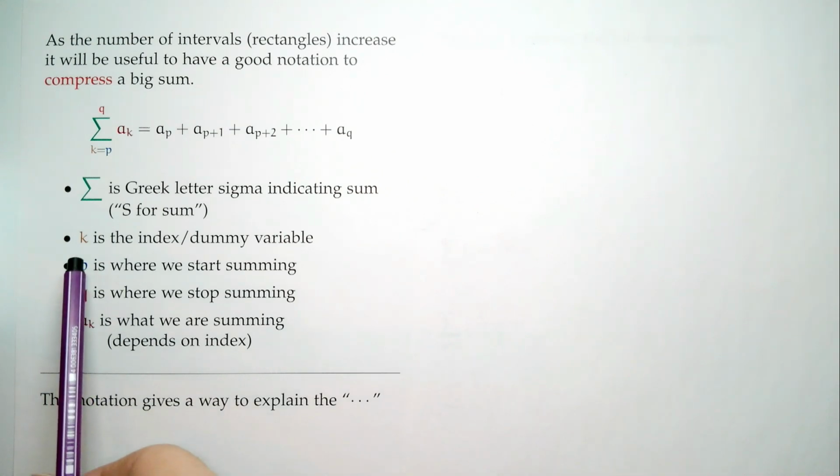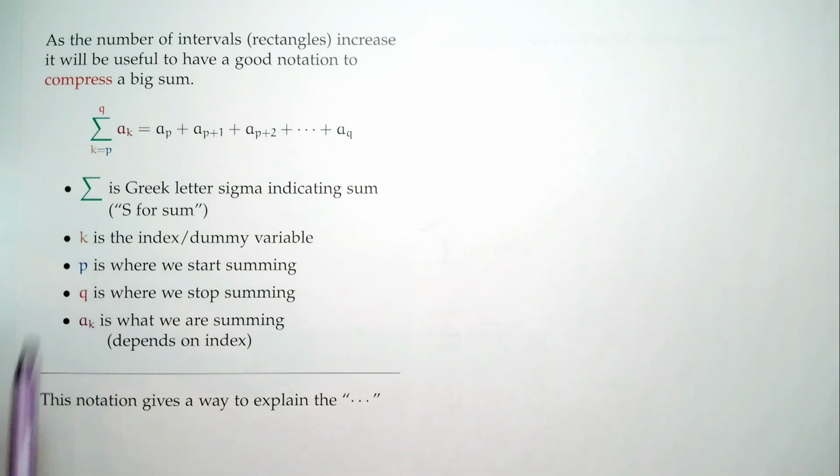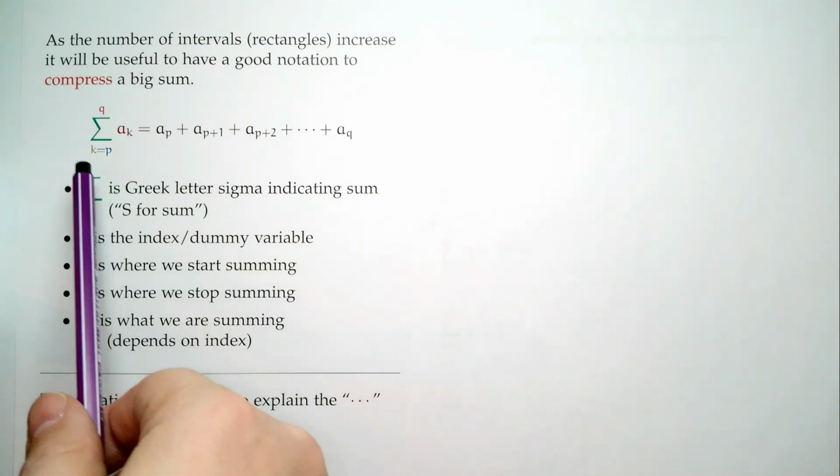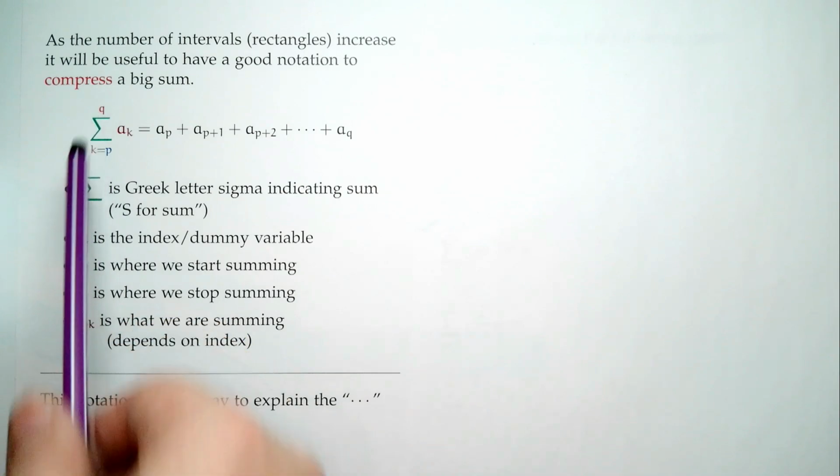So you have this thing called K. K can vary depending upon what you like to use. Some people use I, some people use J, some people use K or L. But it's an index. I call it a dummy variable in that it doesn't really show up in your final answer if you were to write it out. It's just used for convenience, so you can change it to make it something more convenient. That K keeps track of where you're at in the process. It starts at P and it goes to Q.